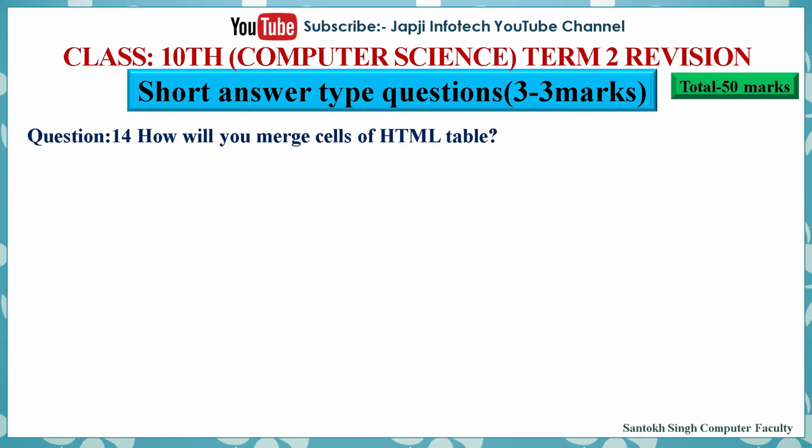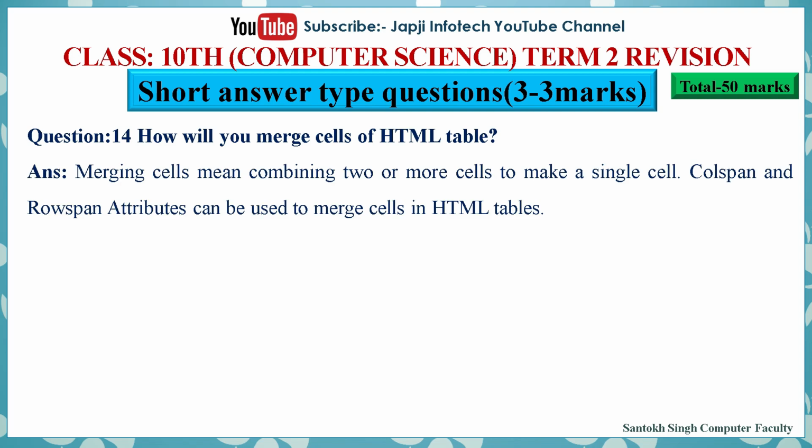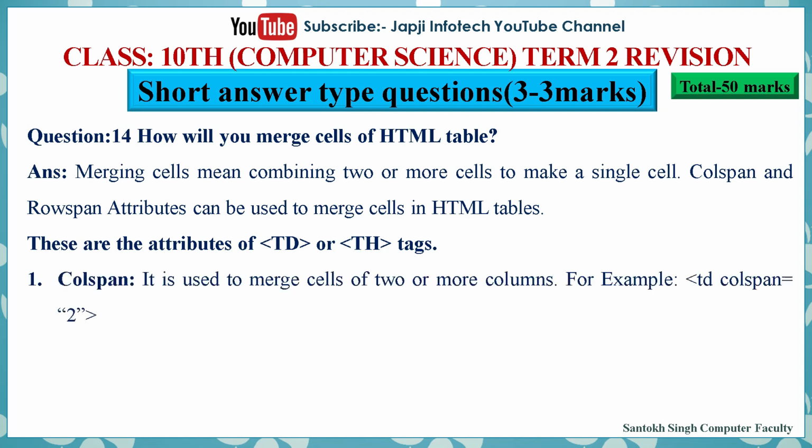The 14th question is, how will you merge cells of HTML table? So merging cell means combining two or more cells to make a single cell. Colspan and rowspan attributes can be used to merge cells in HTML tables. So these are the attributes of td or th tag. The first one is colspan. It is used to merge cells of two or more columns.